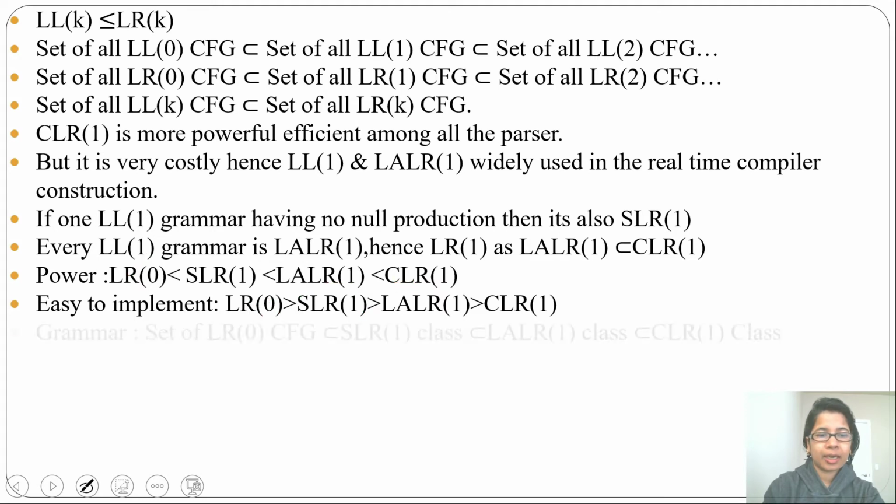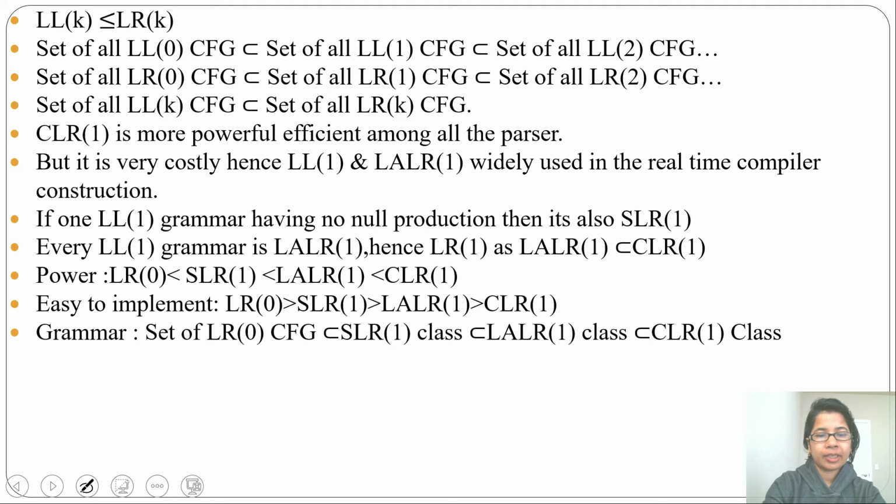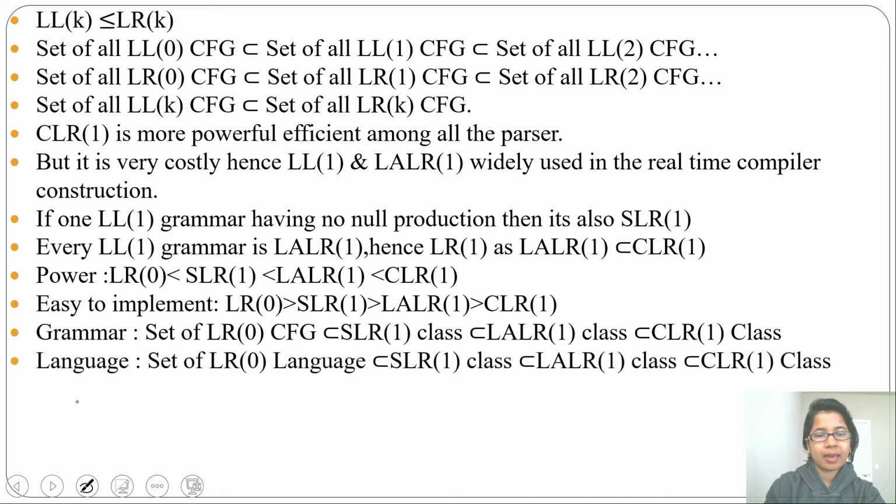Then set of all grammar. Set of all LR0 context free grammar is a subset of set of all SLR1 context free grammar, that you can say as SLR1 class, and SLR1 class is a subset of LALR1 class and LALR1 class is a subset of CLR1 class. It means there are more grammars for which we can do CLR1 parsing. Next, language. Set of all LR0 languages is a subset of SLR1 class, means set of all SLR1 languages, and that is a subset of LALR1 class, and that is a subset of CLR1 class.